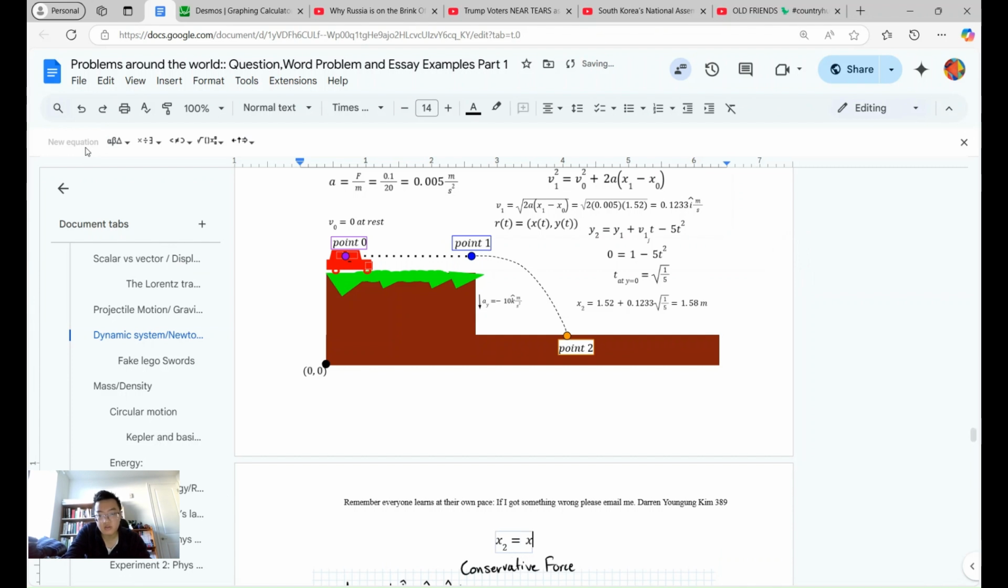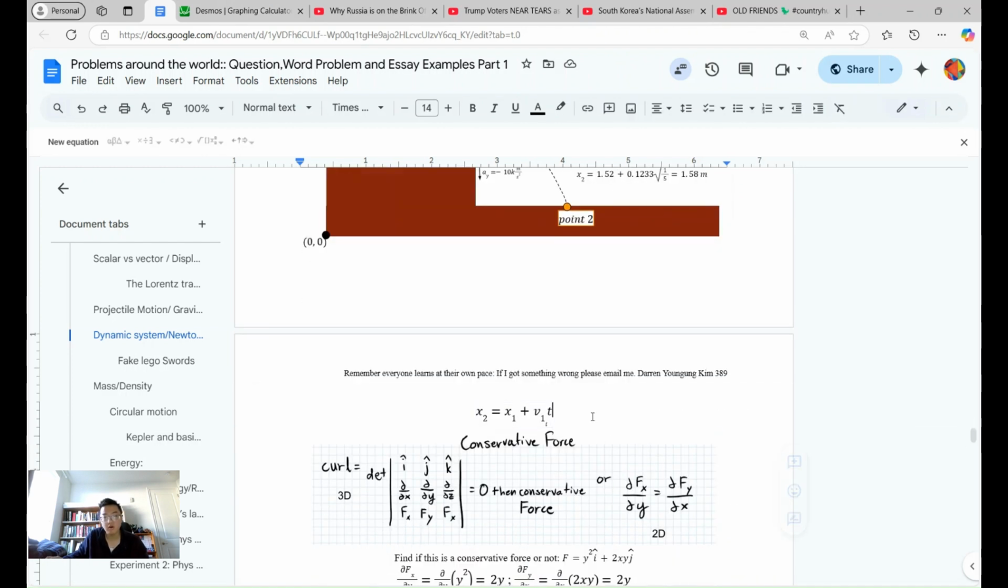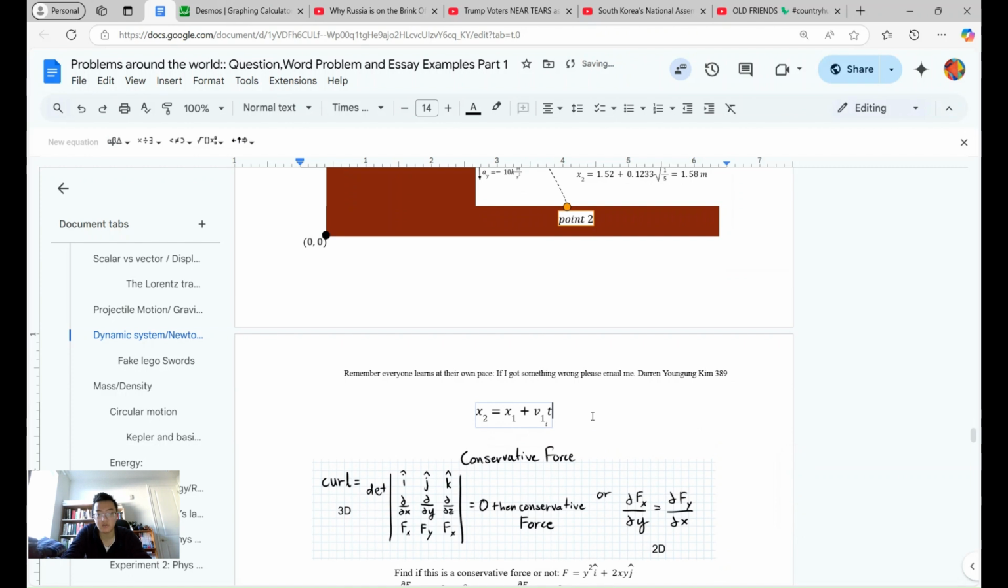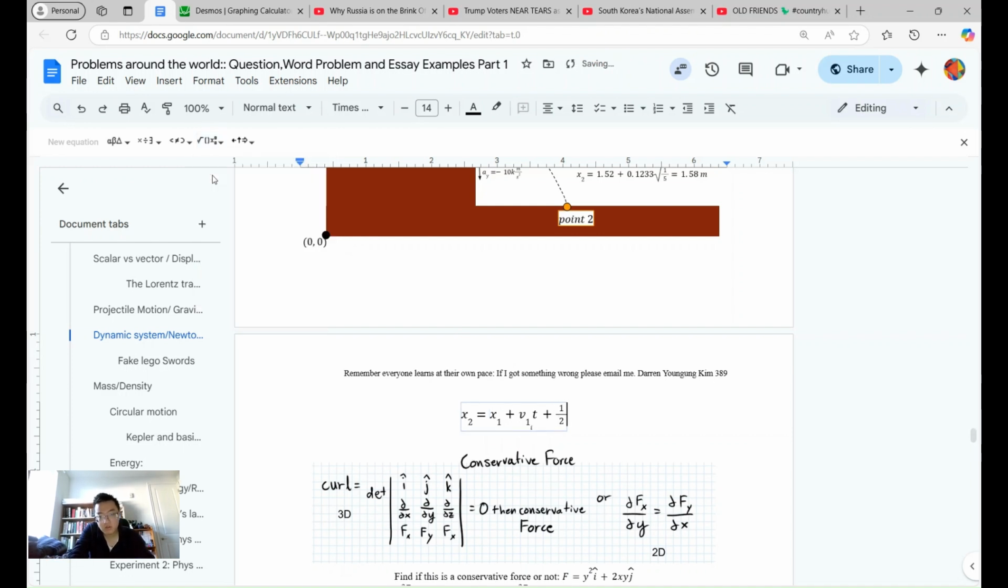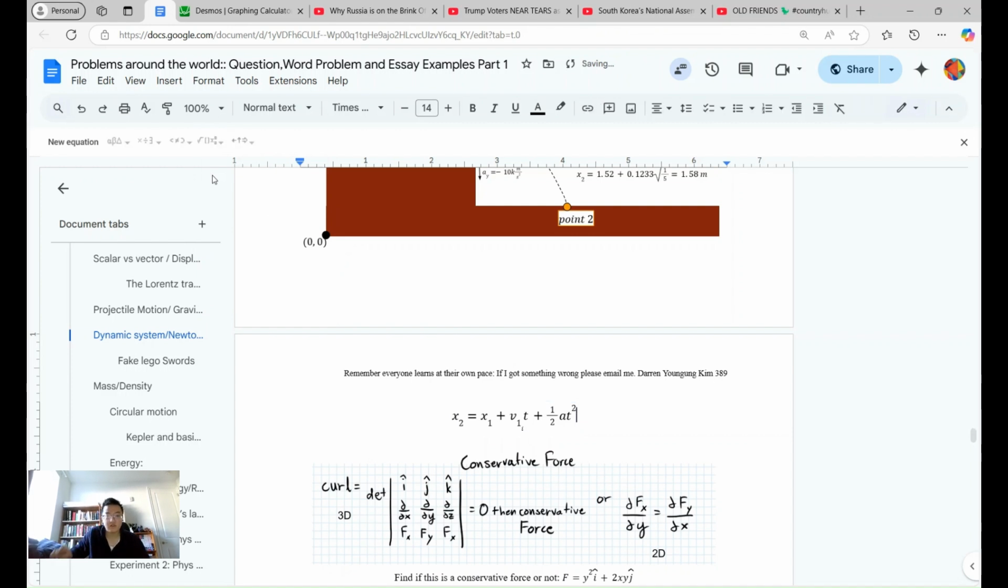x_1 plus v_1, I believe it's v_i t, and then this would be the thing I put in there because there's no acceleration to it. I should probably put acceleration to it. I know I should have. Okay, let me just put that in there: 1 divided by 2 a t squared. And then we'll just say that the a cancels out because there's no a over here.